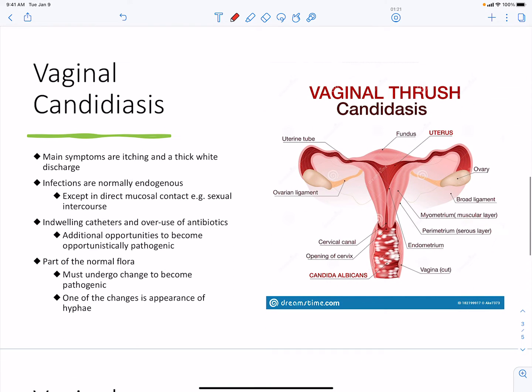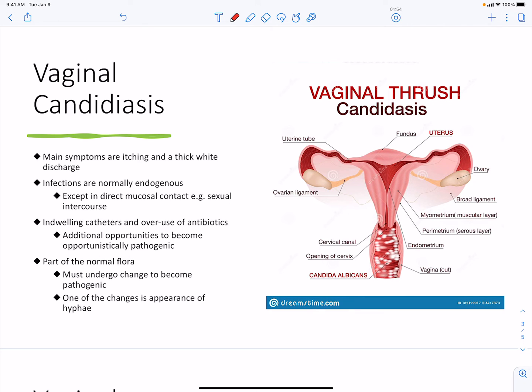Now, vaginal thrush or candidiasis is going to be a thick white discharge. It's going to be very itchy. It's going to have an endogenous nature. It can be exogenous if it's transmitted through sexual intercourse. Candida, because it's a normal environment yeast and it's a normal flora yeast, it can infect or cause an infection through indwelling catheters and overuse of antibiotics.